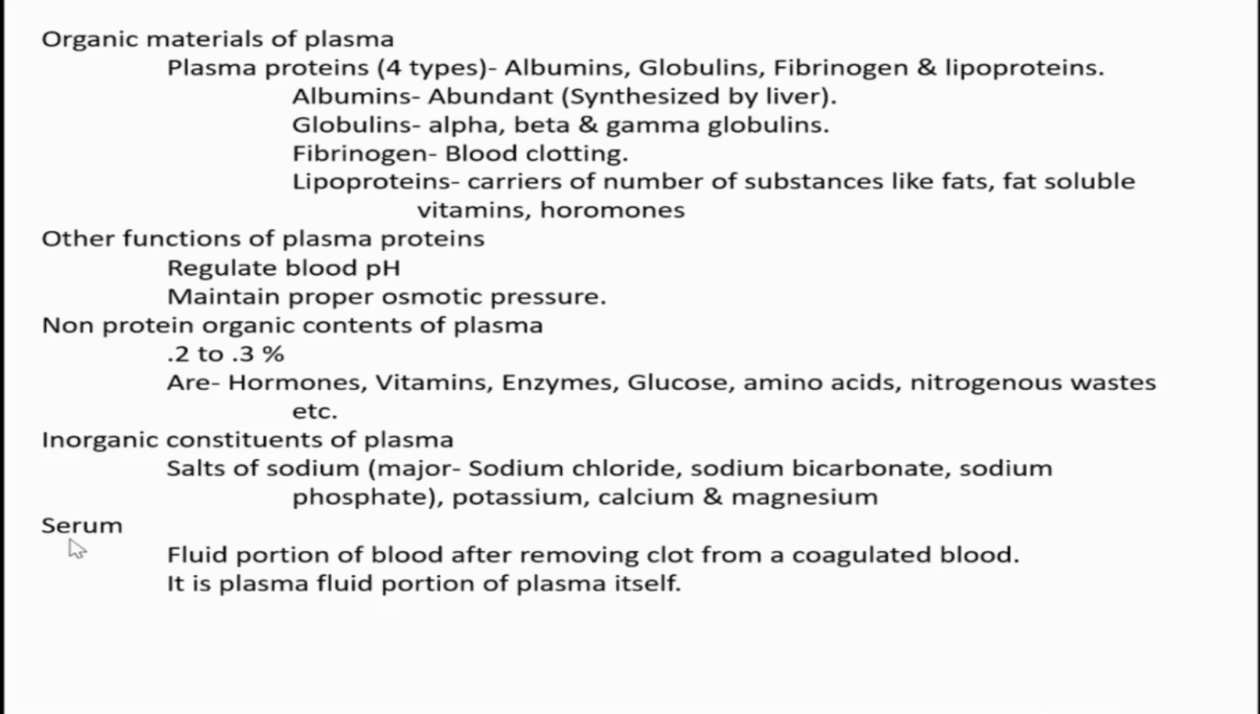Then serum. What is serum? That also will ask us one more question. It is the fluid portion of blood, that is plasma itself, devoid of its solid parts. Only the fluid part of plasma, that is serum. It is the fluid portion of blood after removing the clot from coagulated blood. When a clot forms and if that clot is removed, we can see a fluid substance. That substance is called serum. It is plasma's fluid portion itself.